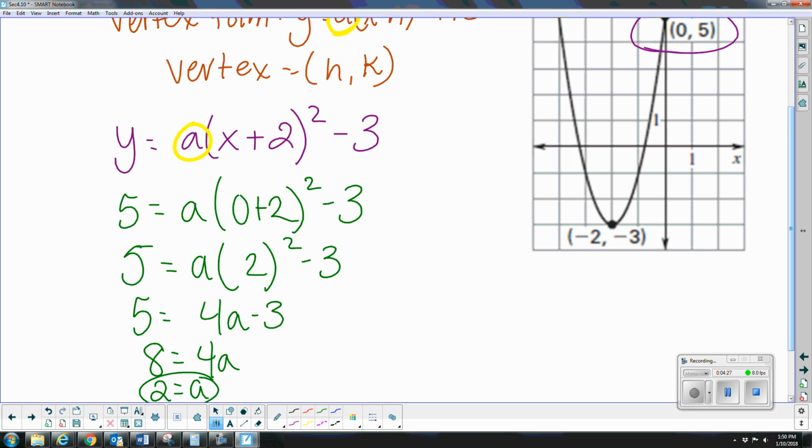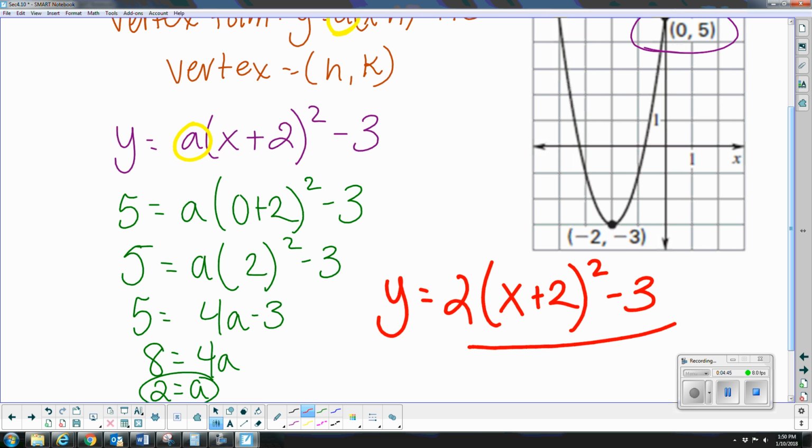The question is to write a quadratic equation. So now we know our h, we know our k, and we know our a. So our quadratic equation is y equals 2 times (x plus 2) squared minus 3. This is our quadratic equation for this graph.